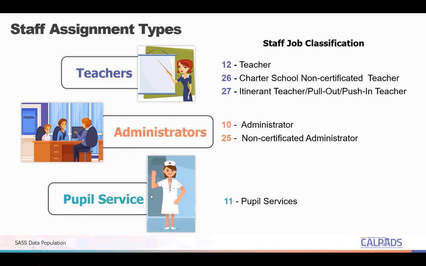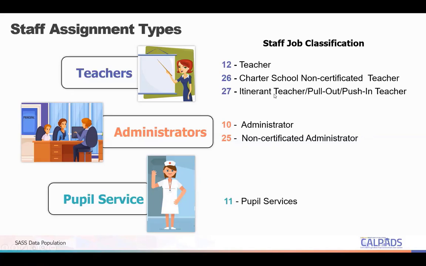Aside from your staff assignment types, they are broken down into staff job classifications. For teachers, you have a regular teacher 12, a charter school non-certificated teacher 26, or a 27 itinerant teacher pull-out push-in teacher. When reporting a teacher, if a teacher can be classified in both teacher and itinerant or pull-out push-in teacher, meaning the teacher has credentials for both, the itinerant or pull-out push-in teacher classification should be used, not the regular teacher, nor a 26.